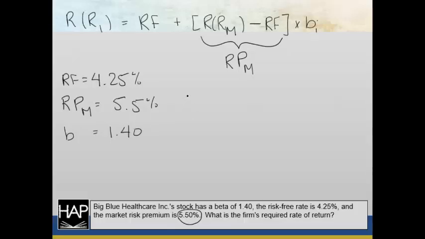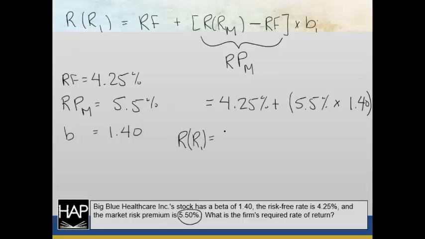If we use these figures and substitute them into the formula, we see that we get the risk-free rate of 4.25% plus the market risk premium of 5.5% times the beta of 1.4. When we do the calculations, we find that the required rate of return is equal to 11.95%. We'll now go about solving this using Excel.